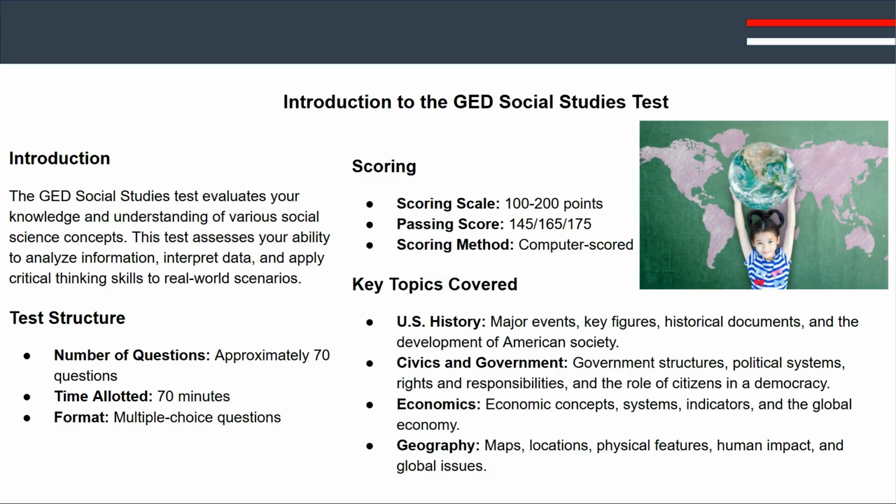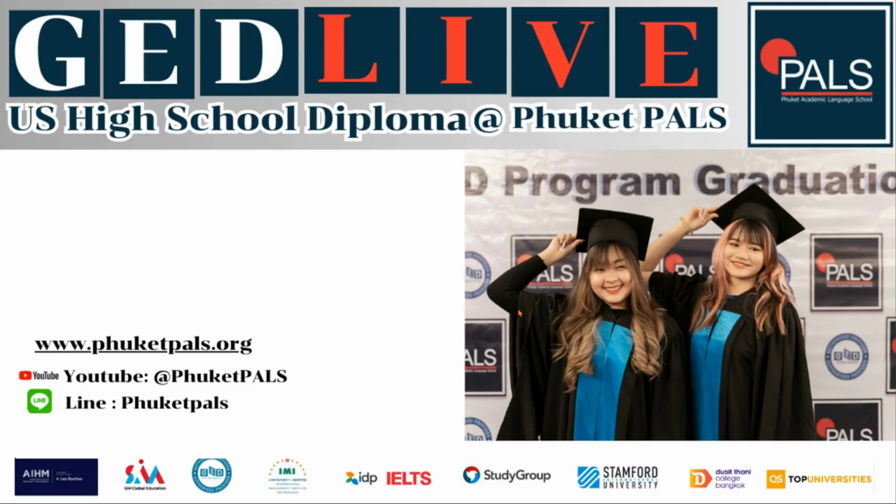Civics covers government structures, political systems, rights and responsibilities, and the role of citizens in a democracy. There's also some economics: economic concepts, systems, and indicators in the global economy. And some geography as well: maps, locations, physical features, human impact, and global issues. That's just the basic overview to get us started with this social studies program.